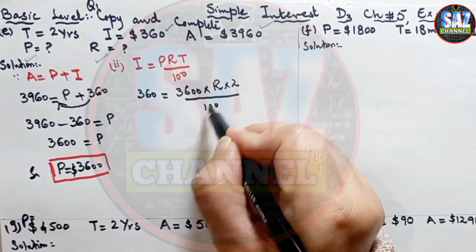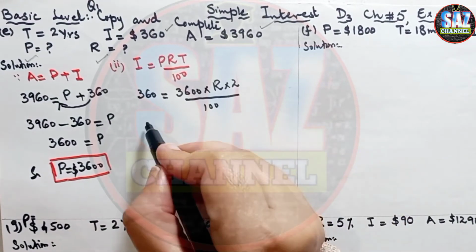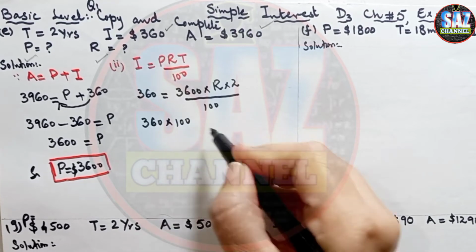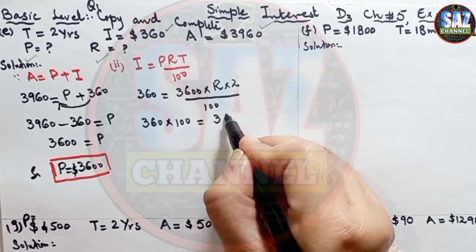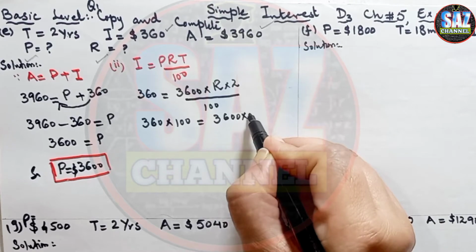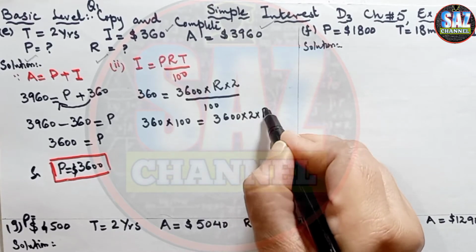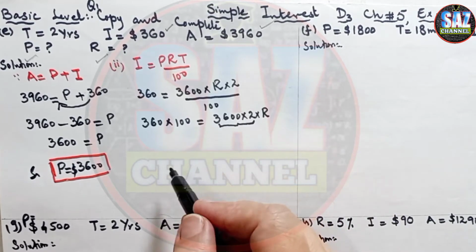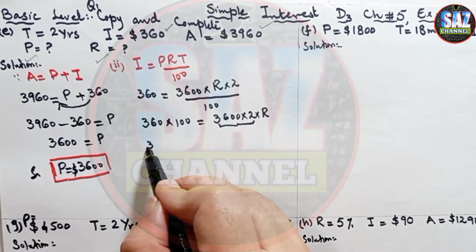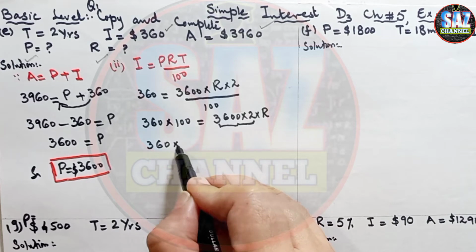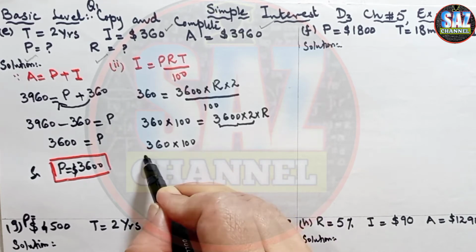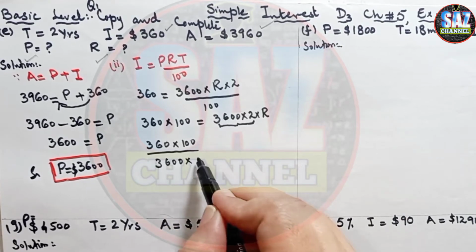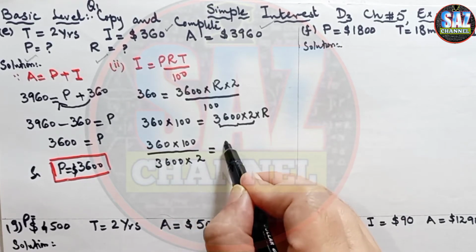Now I have to bring this 100 to the other side. 360 multiplied by 100 equals 3600 multiplied by 2 multiplied by R. Now in order to get the value of R, I have to shift 3600 multiplied by 2 to the other side and the equation will take the form 360 multiplied by 100 upon 3600 multiplied by 2, which is equal to R.